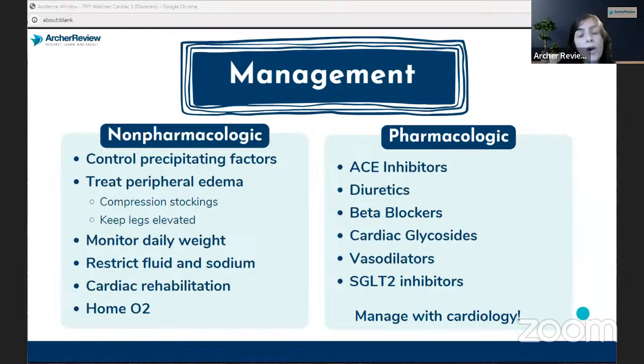So more often than not, in the outpatient clinic, you're going to be managing the patient with diuretics, and you're going to be co-managing these patients with cardiology, and they're probably going to have them on ACE inhibitors, beta blockers, vasodilators. You're mostly going to be managing the diuretics. Once you get a little bit more comfortable, you might be more comfortable adjusting some of their other medications, but you're going to see that they're going to be on a slew of these types of medications. And in pediatric patients, they always want to be managed by cardiology.